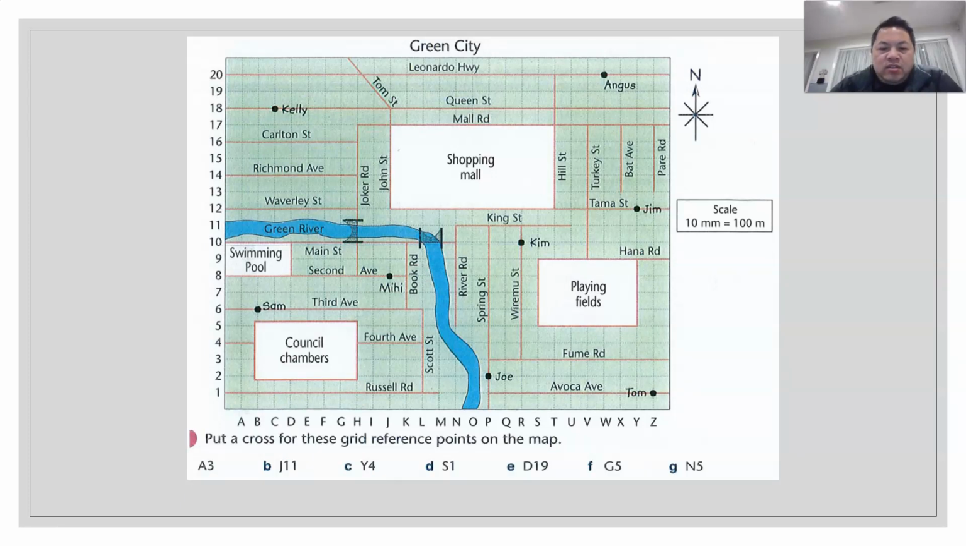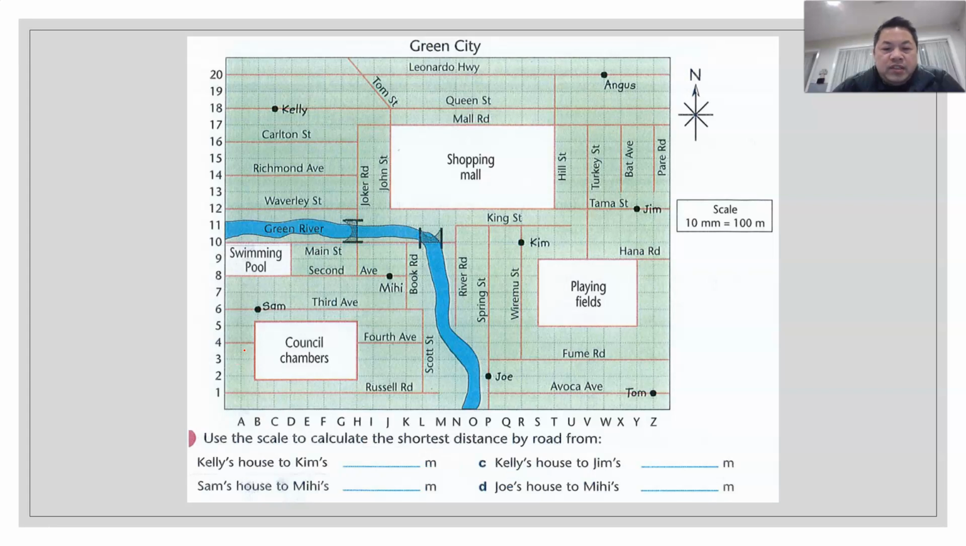Then the next thing is you need to put a cross on the grid on the map. They say where is A3? So you can put a point on A3. A3 is here, you put a cross there, mark it, A3, okay? And then you move on to the next part.